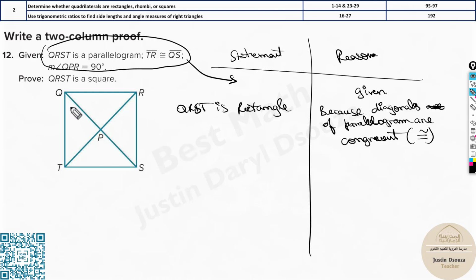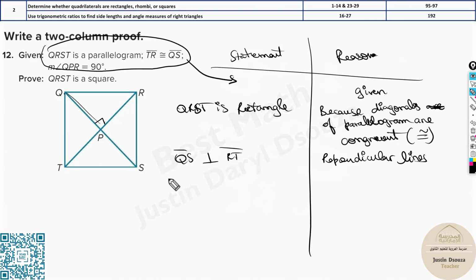Now, next one over here, they have told us this QPR is 90 degrees. So what does this mean? If this is 90 degrees, all are 90 degrees. That means they are perpendicular to each other. The diagonals are perpendicular. So now I'll write over here the diagonal QS line segment is perpendicular to RT. They have told it's a right angle. Okay, you can write various things. I'll write over here it's because they're perpendicular lines.